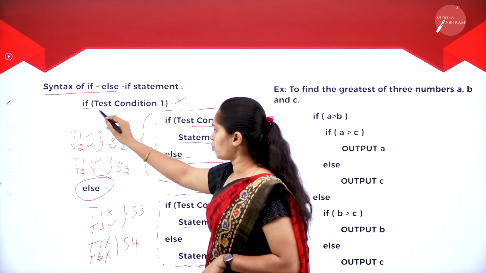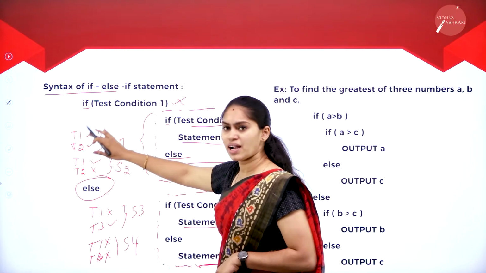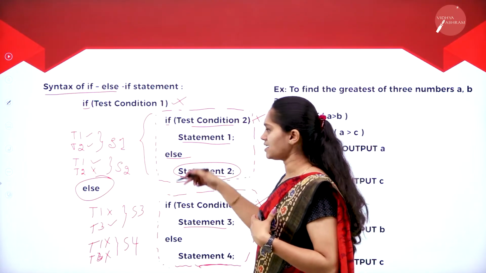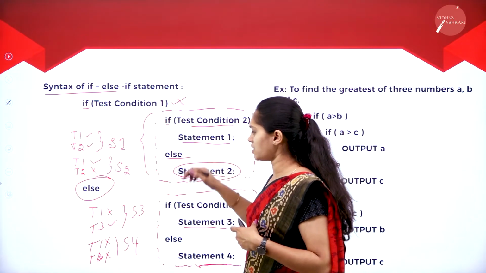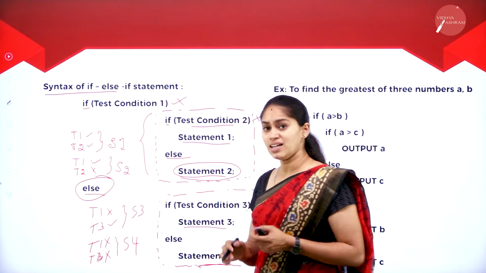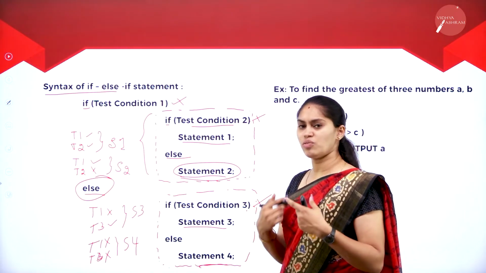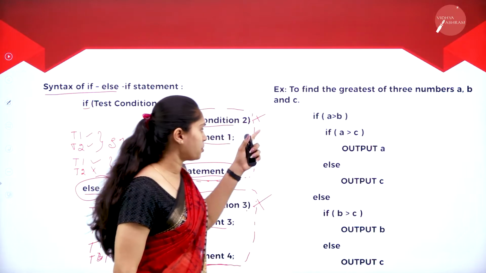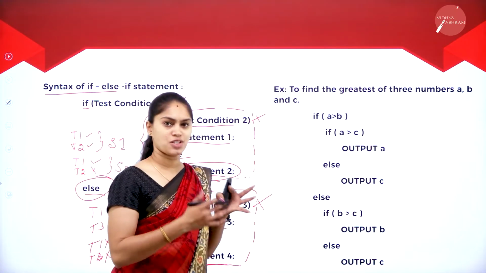Test condition 1 is true, then this if part will take place. So again we have an if else statement within that if else statement. If this condition becomes false, then it works for the else part. So in the else part also we again have an if and else part here. We'll see the program here. This is to find the greatest of 3 numbers.